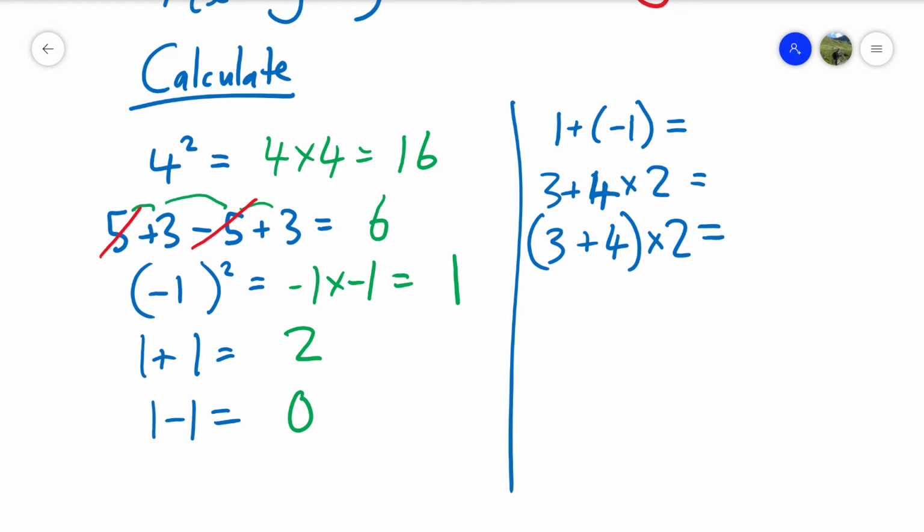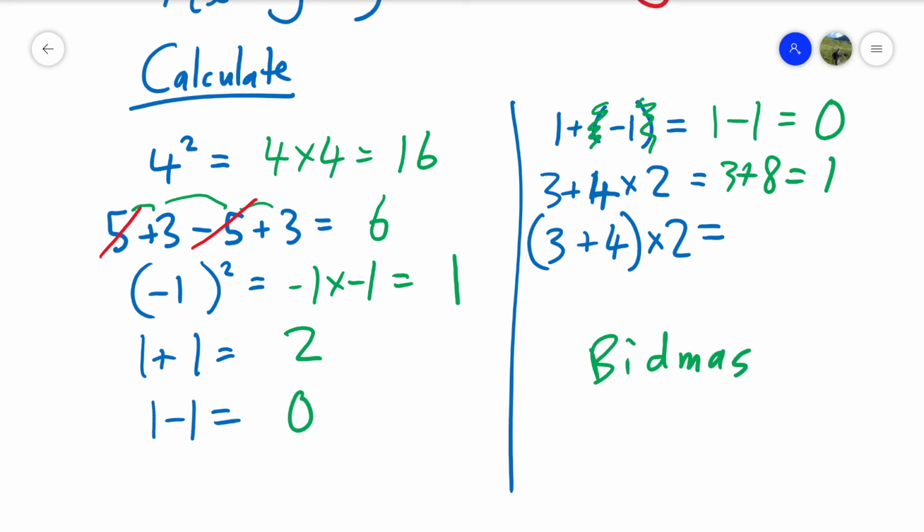This one's interesting. Can you ignore the brackets? You can, because it's just around a single number. And then you've just got to realise that, well, that basically means 1 minus 1, which is 0. This is BIDMAS, or you might have a different mnemonic for it. So we've got to do multiplication first. So that's 3 plus 8, which is 11. This one, you do indices before timesing. So 3 plus 4 is 7, so it's 7 times 2, which is 14.